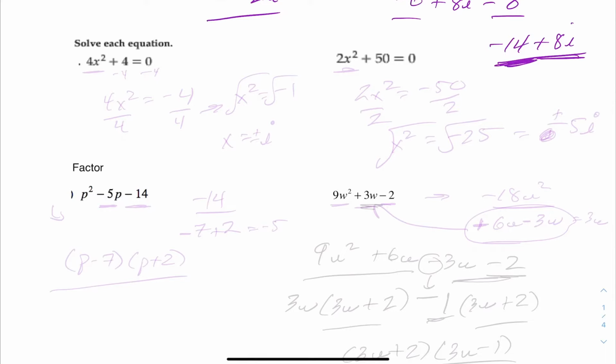Let's solve some of these. Solve each equation. So I only have one x squared, so I'm just going to get the x squared by itself. So it's minus 4.